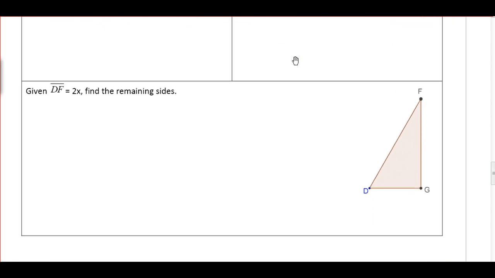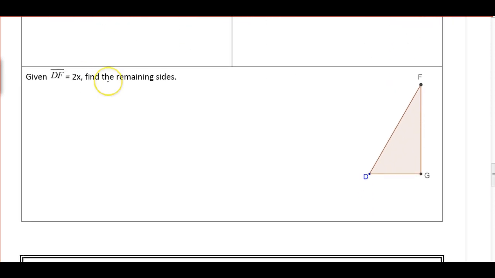Alright, so let's do one more for this video. I'm going to let DF be 2x. So I'm going to let this side be 2x. Again, here's my 90, here's my 60, here's my 30. And even though all of my triangles in these examples were oriented the same way, they don't necessarily have to be. So again, I'm going to use a, 2a, and a root 3. So short leg is a. Hypotenuse, it has to be twice as long, so that's 2a. And then my other side is going to be a root 3. Okay, so we want to find the remaining sides, so that would be DG and FG.